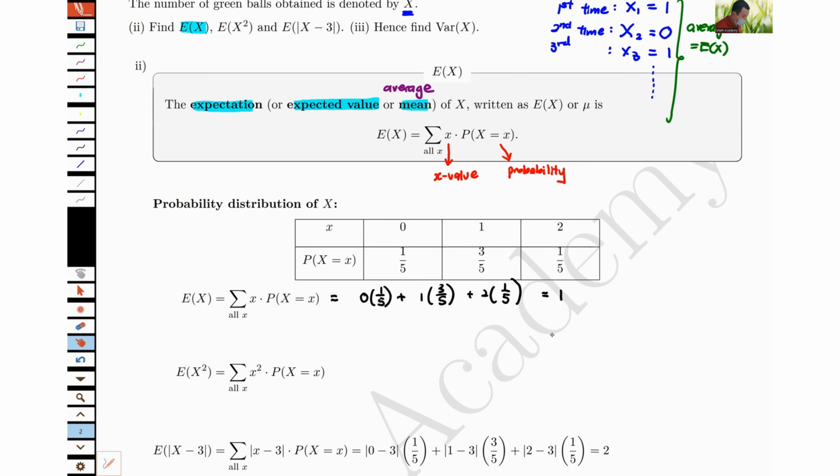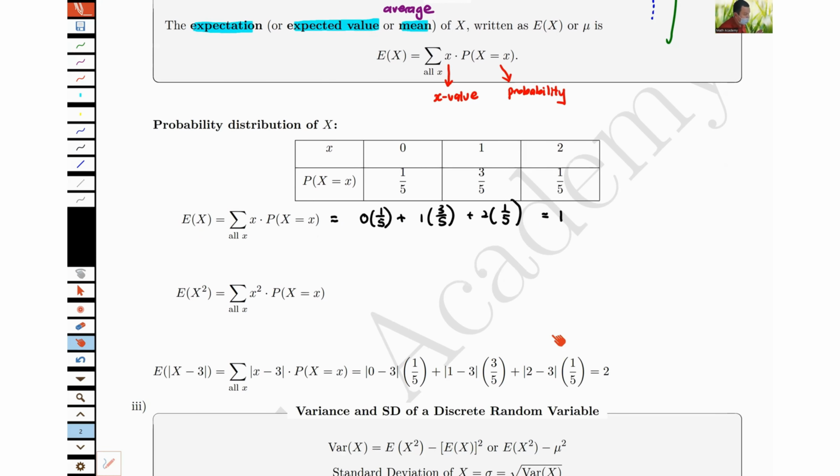But in order to understand this better, you want to know why the formula is as such. Another word for this expectation is also called a weighted average. So what's the difference in meaning behind weighted average versus average? If I'm purely finding the average of x, which is 0, 1, 2, what we would have done will be, you will just take 0 plus 1 plus 2 and you divide by 3. This is a normal average.